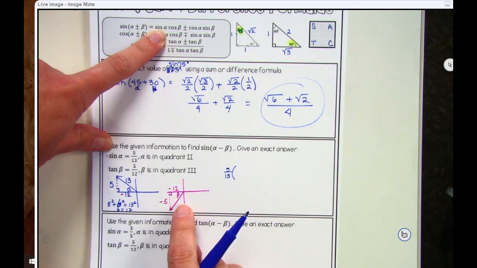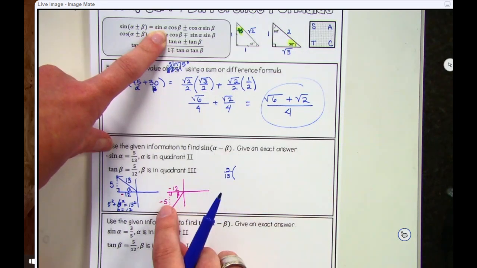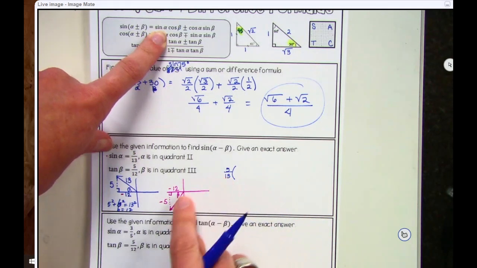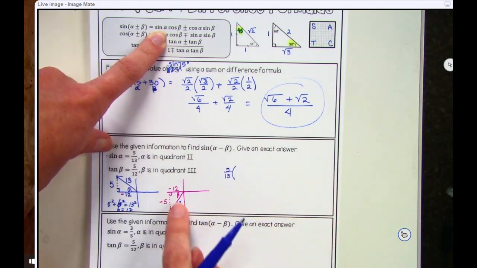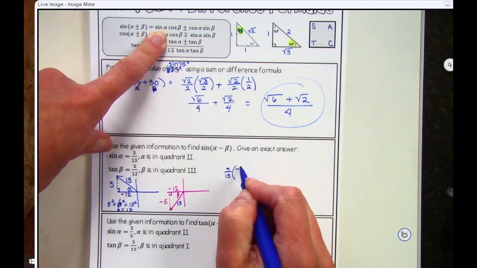Cosine is adjacent over, whoops, I didn't figure out the hypotenuse. It's 13. Is it 13? I've got that 12 and the 12. Good. All right, so where was I? Cosine? Adjacent over hypotenuse. And because I paid attention to that negative, I didn't even have to think about it. It was already there.